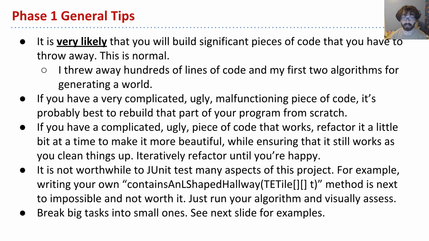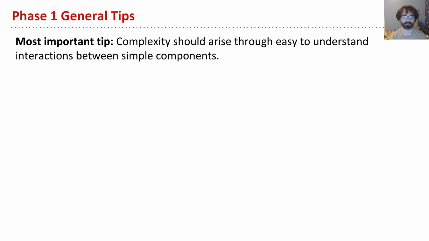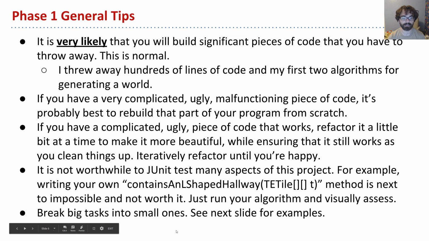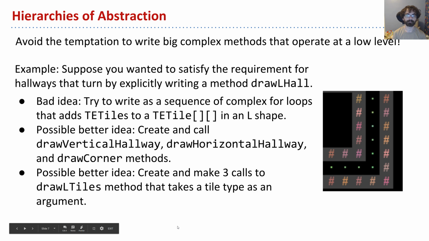So the refactoring process should be done a little bit at a time. Another tip is that I would say that JUnit has its place, as we saw in Lab 5, but there are a lot of things that are basically impossible to JUnit test. So if you want to know, does my particular world have an L-shaped hallway, a hallway with a turn in it, that's going to be extremely hard to write a JUnit test, not worth your time. And last tip on this slide is make sure that you break big tasks into small ones. And I'll give you some examples about bringing together this complexity through easy to understand interactions between simple components and breaking big tasks into small ones here with this visual example.